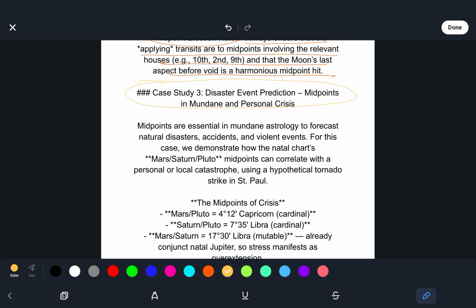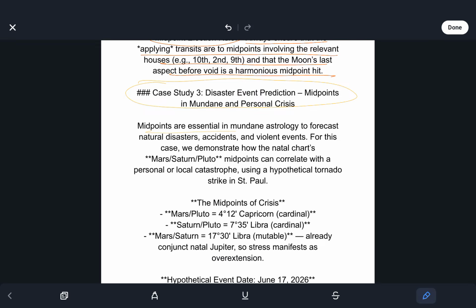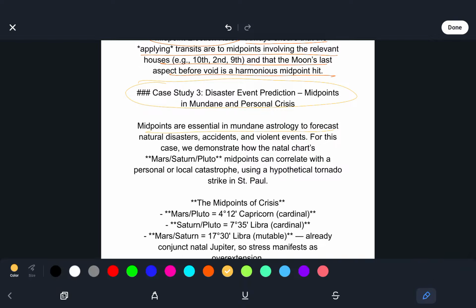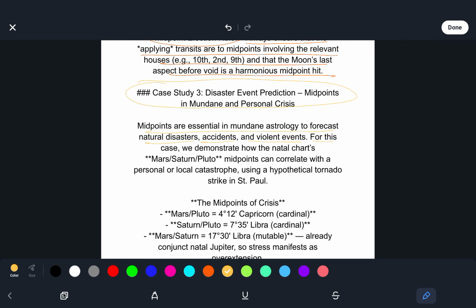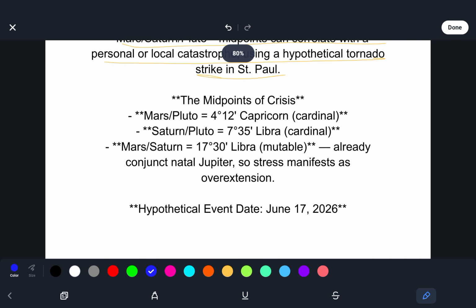Alright, case study 3. Midpoints are essential in mundane astrology to forecast natural disasters, accidents, and violent events. For this case, we demonstrate how the natal chart's Mars, Saturn, Pluto midpoints can correlate with a personal or local catastrophe using a hypothetical tornado strike in the city of St. Paul. So we have the midpoints of crises.